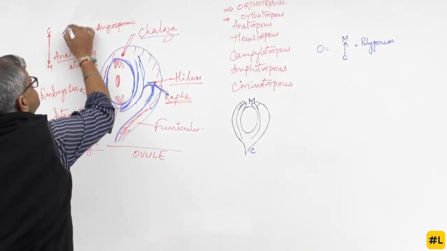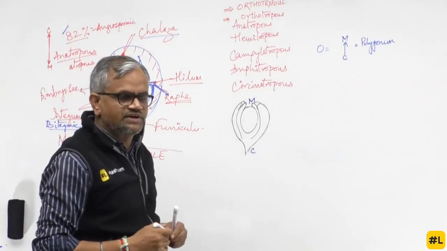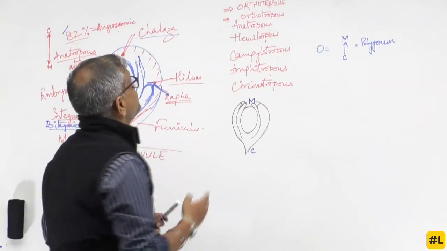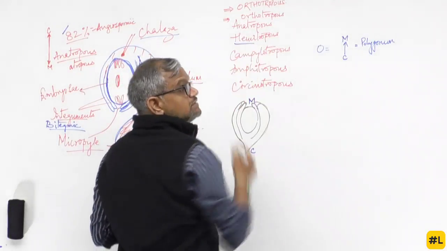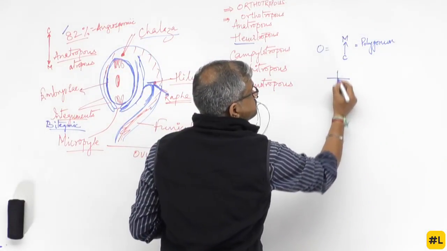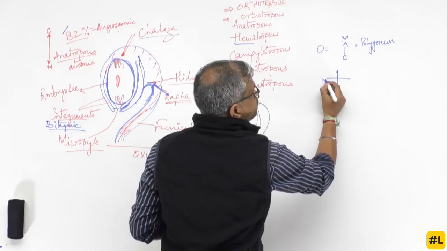Anatropous, I told you, that is inverted. This is also called inverted ovule. Hemi means 90. Hemi means 90. This is the position. Micropyle is this.